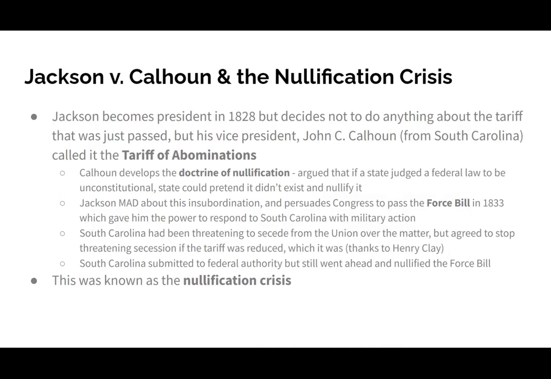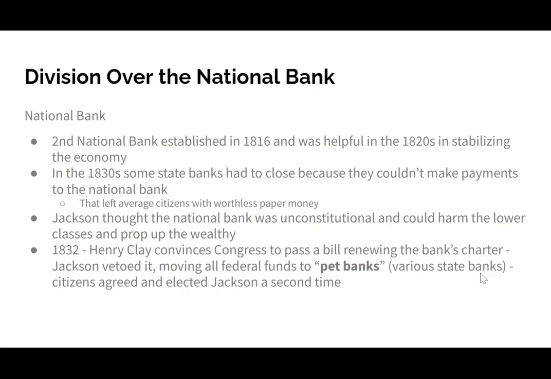Eventually, Henry Clay, our great negotiator, is going to step in again and help get that tariff reduced. And they agreed, okay, we're not going to secede. So South Carolina did submit to federal authority, but they went ahead and still said, oh, we're nullifying the Force Bill, even though it wasn't very effective because the Force Bill was not actually needed at this point. So this whole situation was known as the nullification crisis.